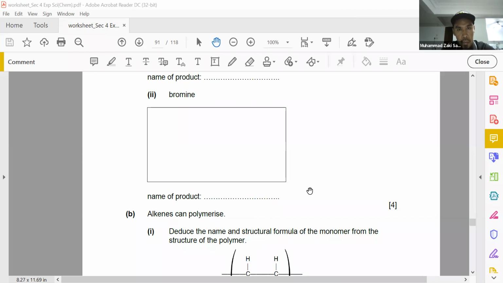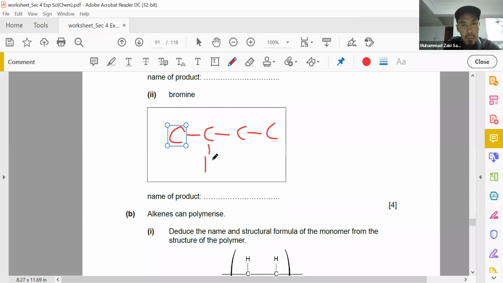The PDF file just took longer. So if you remember, we draw this, and the two bromines are on these two carbons.